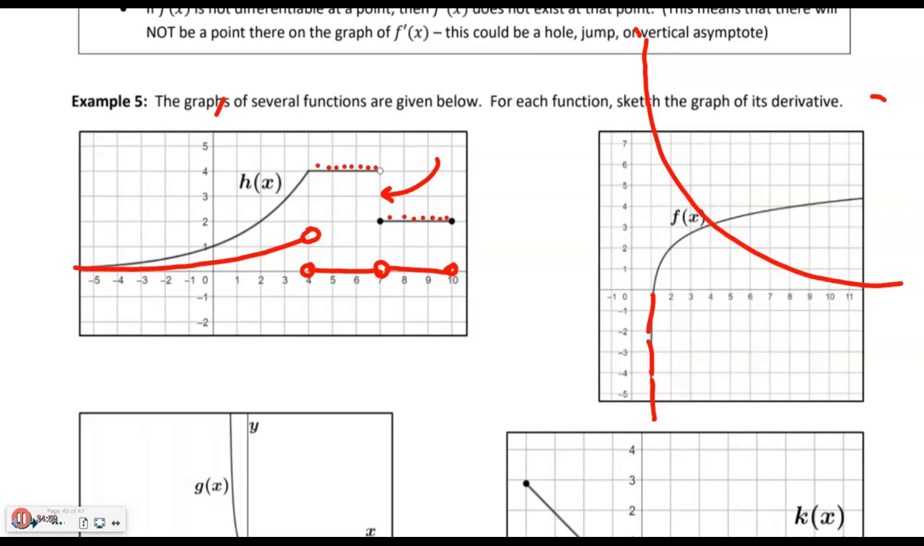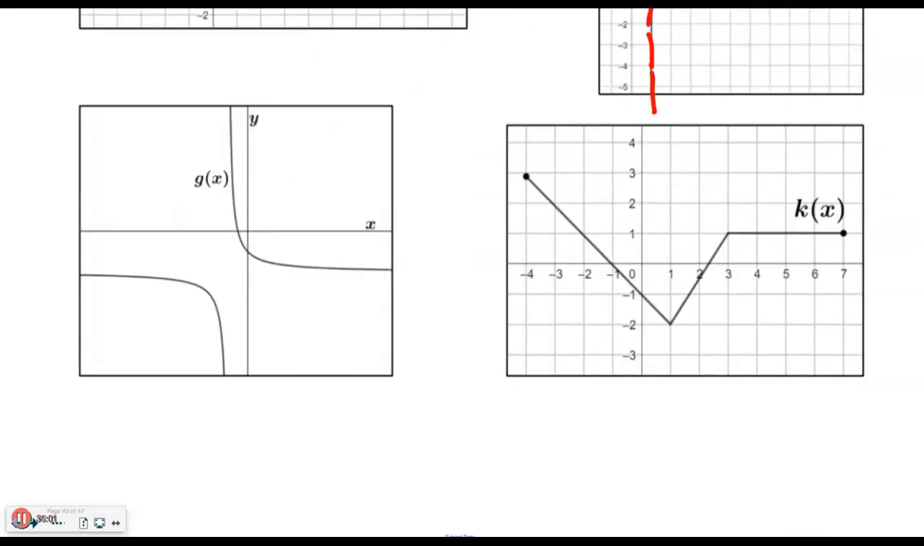All right. Next weirdo. What's weird about this guy? It's got a vertical asymptote. So think about what happens to my slopes. Slightly negative, but almost zero. Slightly negative, very slightly, and then it takes a sharp turn to the negative. But they were all negative. So I'm going to be below this axis. Below, below, below, and then I'm going to take a sharp drop.